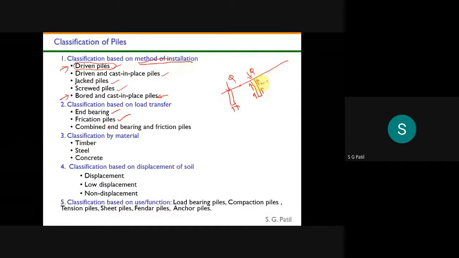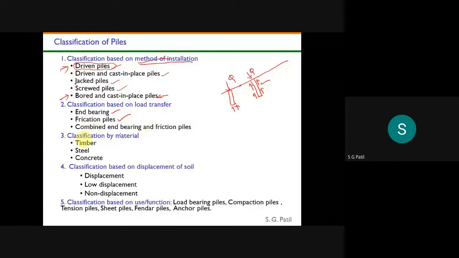Part of Q is taken by skin friction, and part of Q is taken by the end bearing. Those types are called combined end bearing.